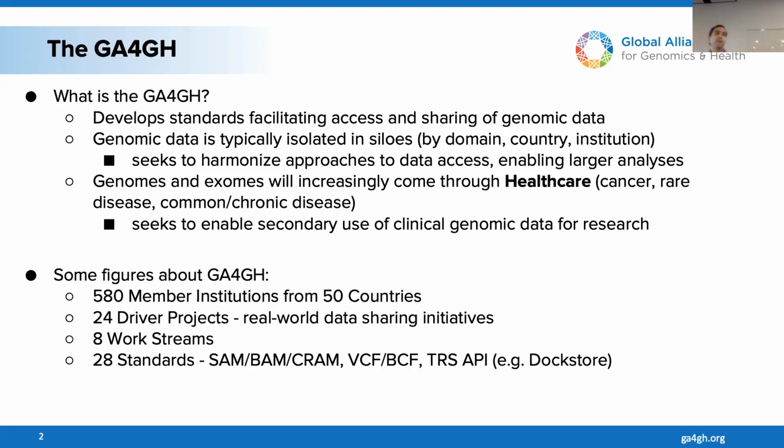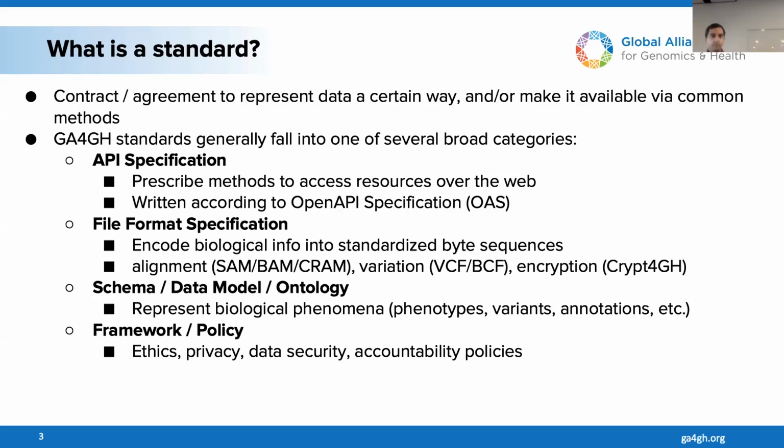Our work is divided into 8 work streams, and these are where work gets done. There are calls to develop standards and to propose different ideas, different methods, different ways of accessing data. And currently we have 28 standards released. So some of the ones that you might be familiar with are the SAM, BAM, and CRAM file formats for alignments. We also have VCF and BCF for variant representation, as well as the TRS API, the Tool Registry Service. There's a team here that works on DocStore, which is an example of a TRS API.